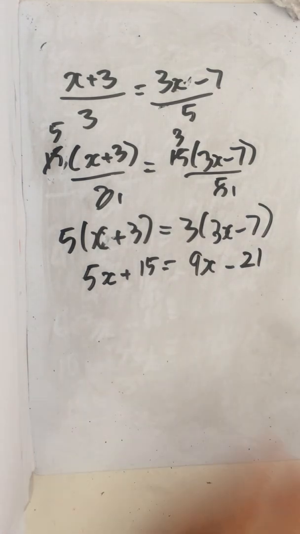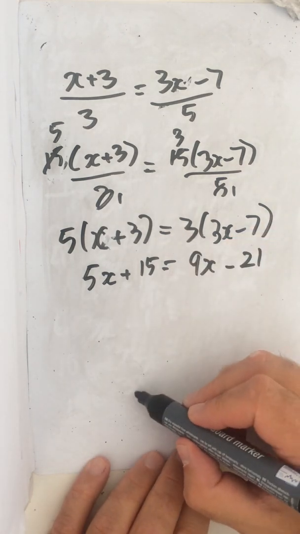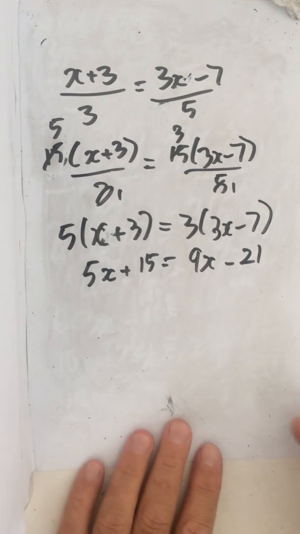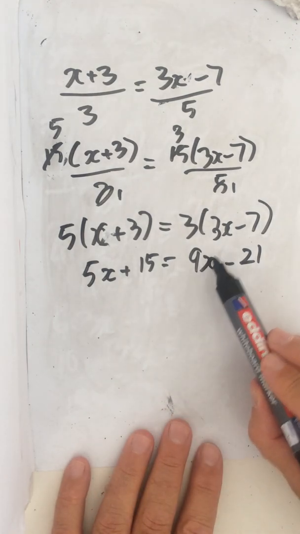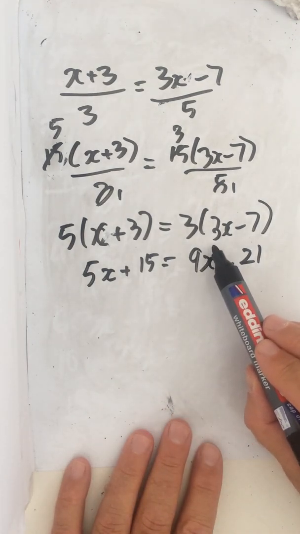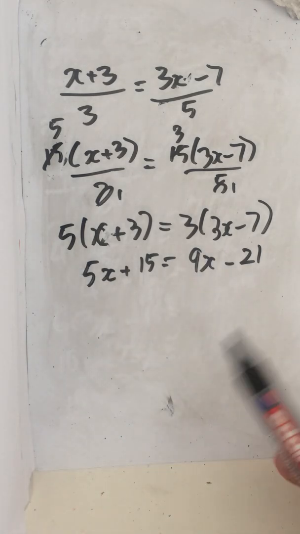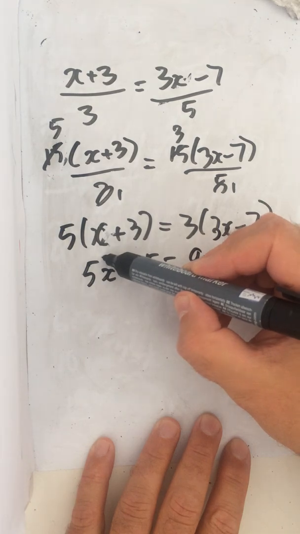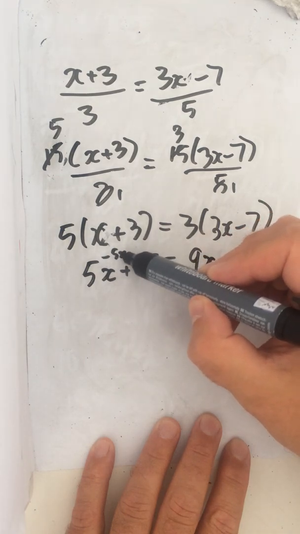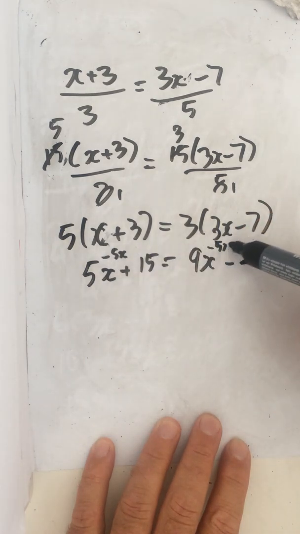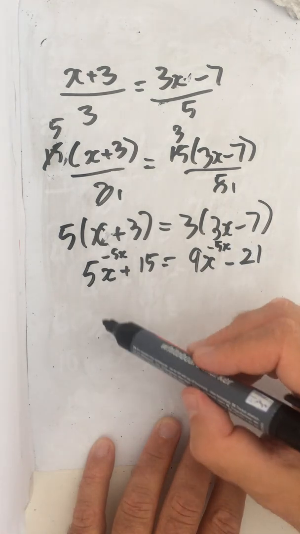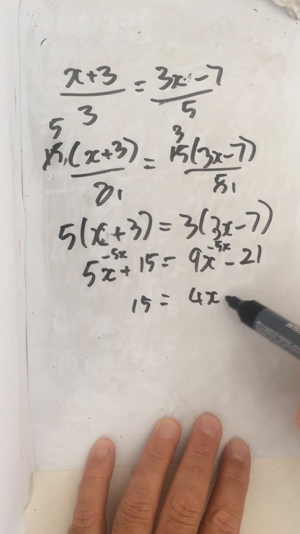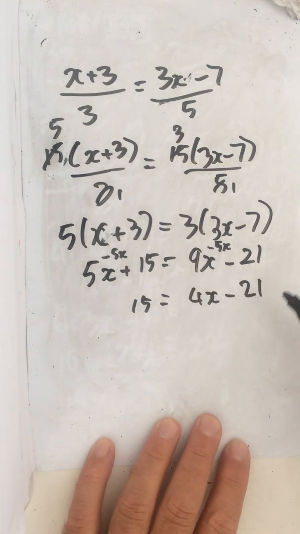Now at this point, I always tell you you want x on this side of the equation. It actually doesn't matter which side you have x on. Here, I'm not going to take away from 9. I could, and I'd have a negative number, but I'm looking for the number closest to 0. So I'm going to get rid of this x: minus 5x, minus 5x. So now I have 15 is equal to 4x minus 21.